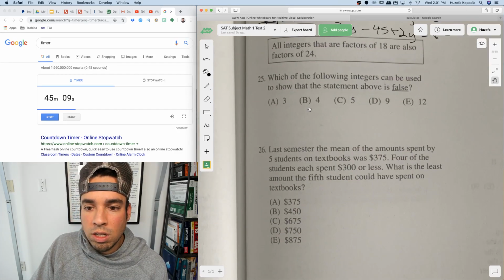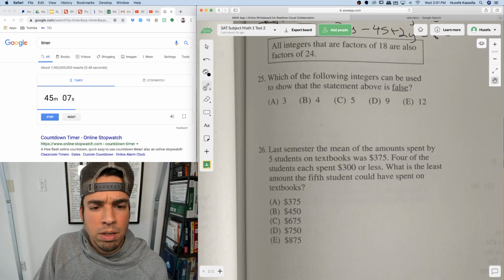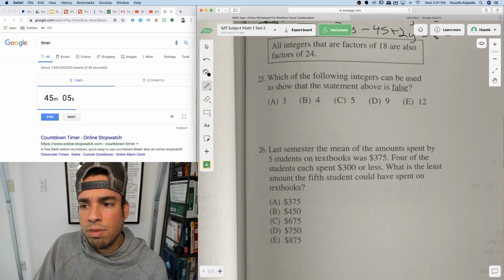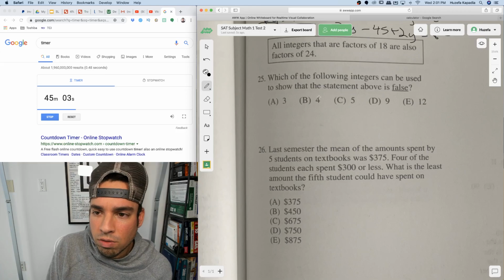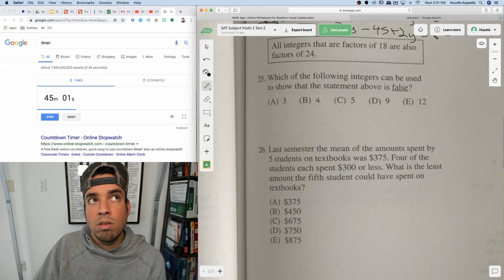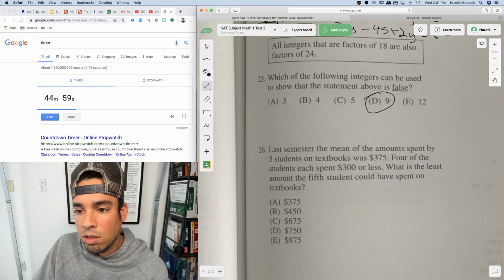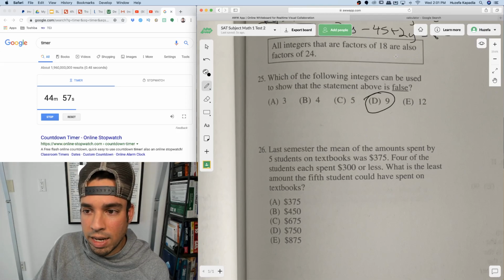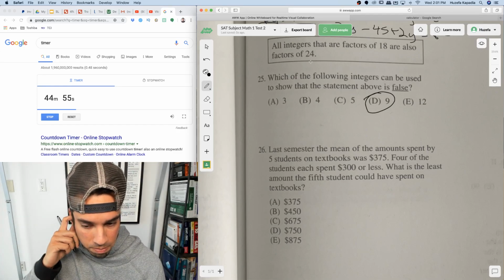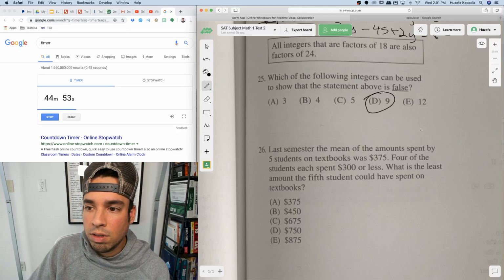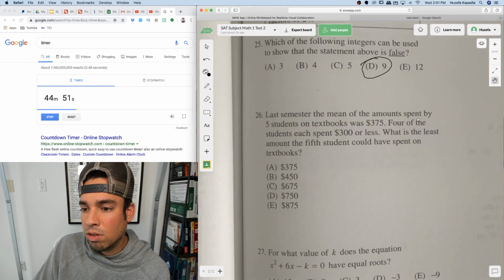Which of the following integers can be used to show that the statement above is false? All integers that are factors of 18 are also factors of 24. 9. 9 is a factor of 18, and it's not a factor of 24. That's it.